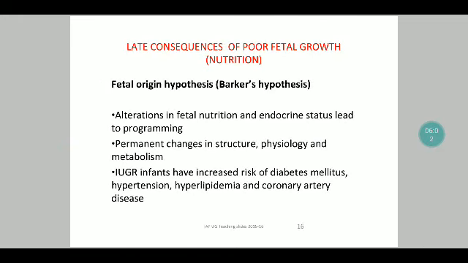As a result of poor fetal growth, if you do consider Barker's hypothesis, there is alteration in the endocrine status which results in programming. This results in structural, physiological, metabolic changes. In the long term, studies have shown that IUGR infants are at a greater risk of diabetes, and a higher risk of hypertension and hyperlipidemia later on in life.